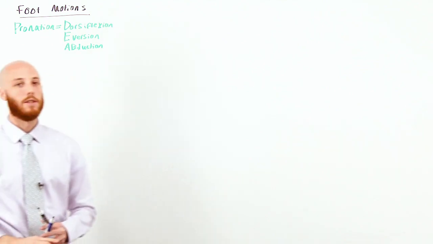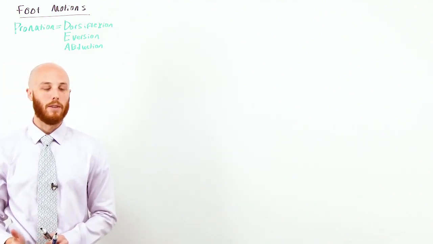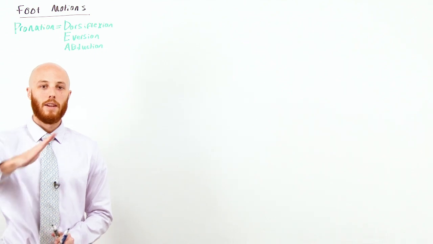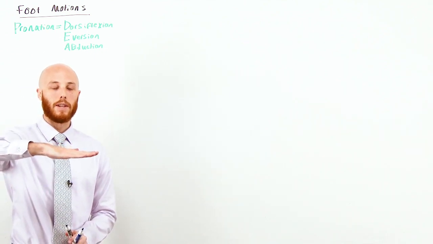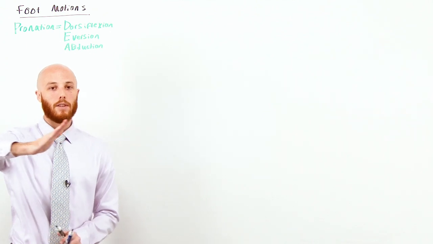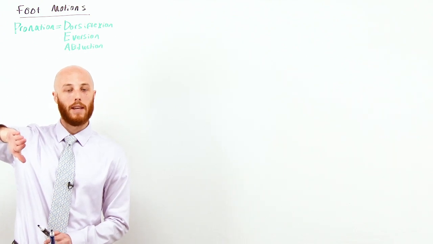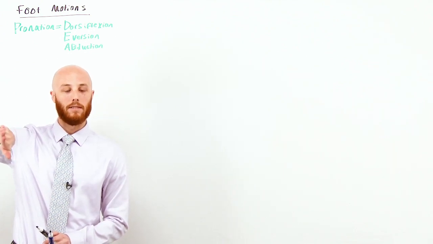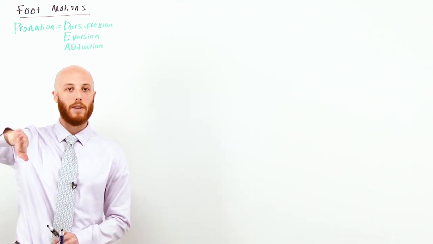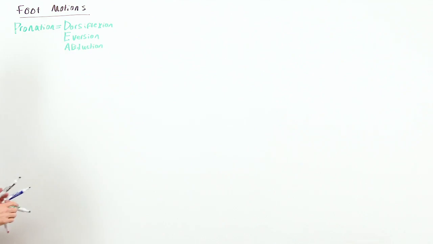So what do those motions do? They take the foot a little bit further away from midline. So remember, dorsiflexion is when you bring your toes upward. Eversion is when you tilt your foot outward, away from the body. And abduction is when you take it further away. So that is going to be pronation.